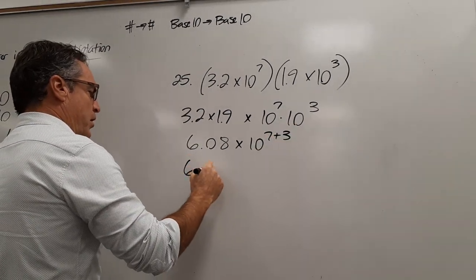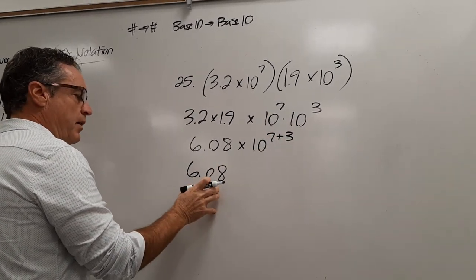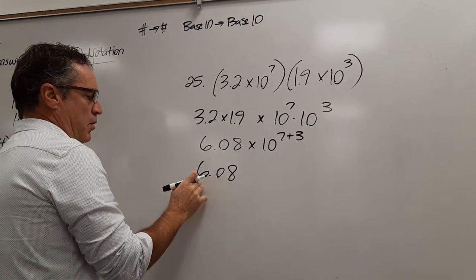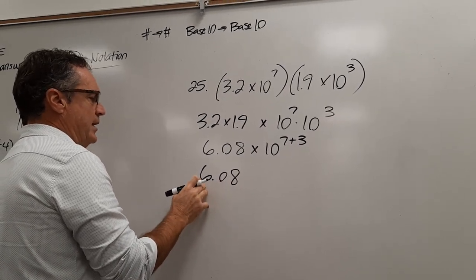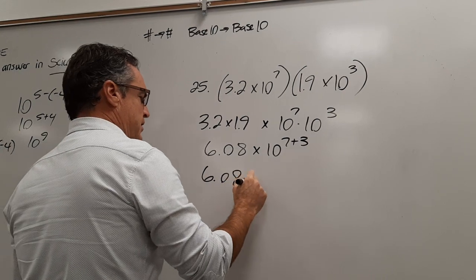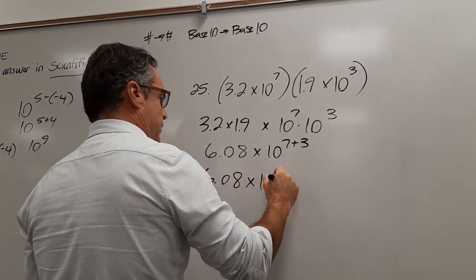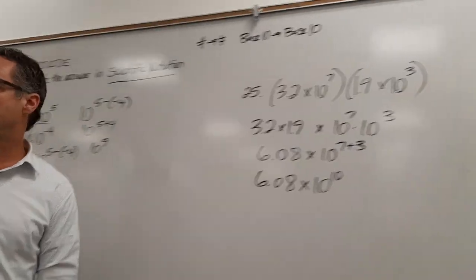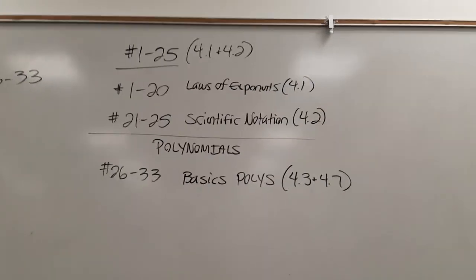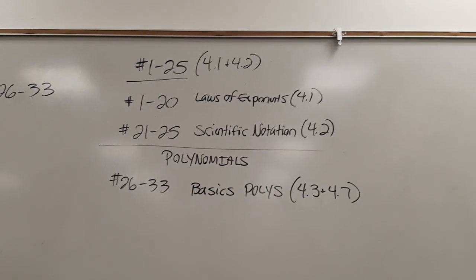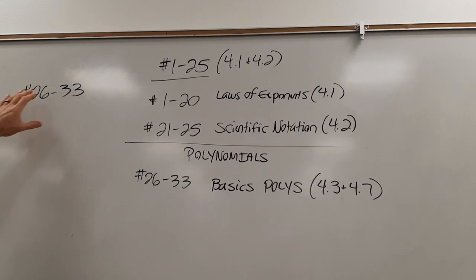We have 6.08. Are we going to be okay with that in the final answer? We are, because there's only 1 digit to the left of the decimal, and it is not 0. And so this is times 10 to the 10th. And that is the final answer. Okay? We good, Squid? Okay, cool. Let's pause. Okay, guys, so our next segment that we're going to be covering is numbers 26 through 33.